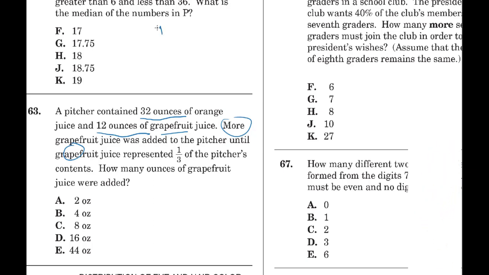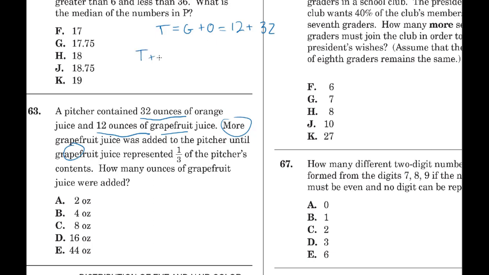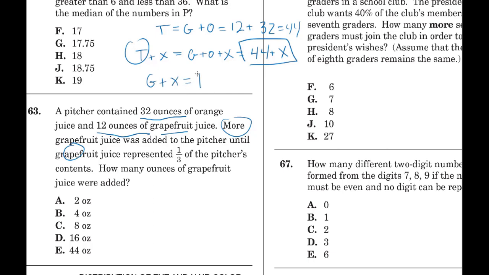So initially, the total is the grapefruit plus the orange juice, which equals 12 plus 32. The new amount is going to be the total plus some unknown ounces of grapefruit X. So that will be G plus O plus X, which is 12 plus 32, we know is 44. It's going to be 44 plus X. That's my new total in the entire pitcher. The amount of grapefruit will be the original grapefruit plus X, which equals 12 plus X.